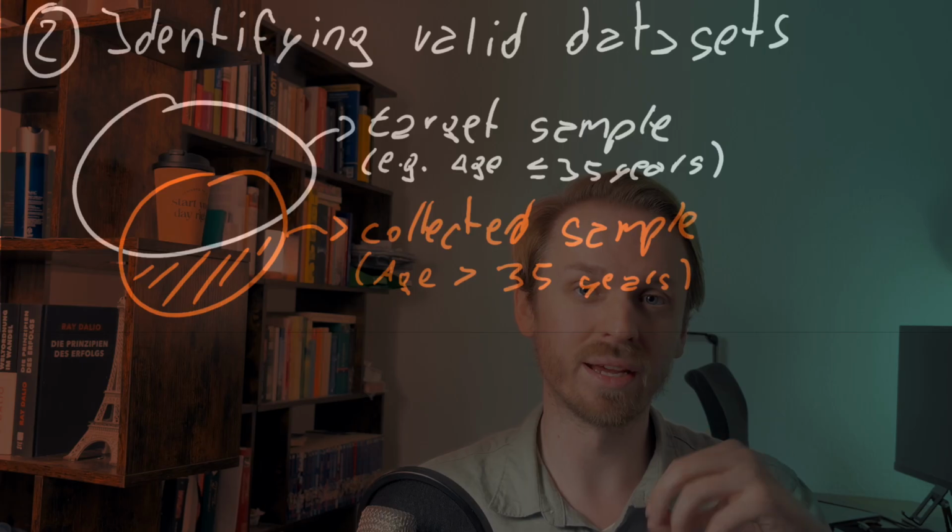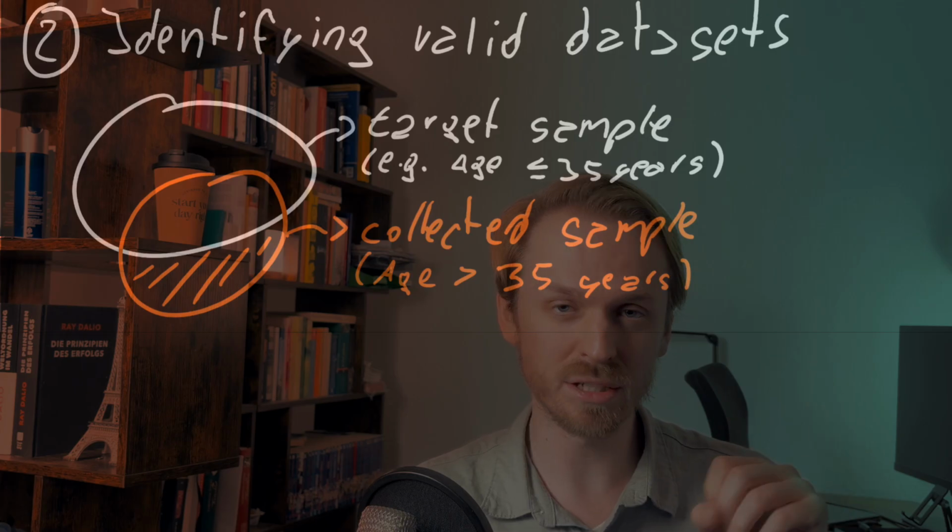Before you go into the analysis, you have to be sure on what you say: this counts as a valid dataset for my analysis or for my thesis, and this I will discard. These answers, these people, these trials, I will not look at, so I will not analyze them. And as I mentioned in a previous video, we have a target sample.